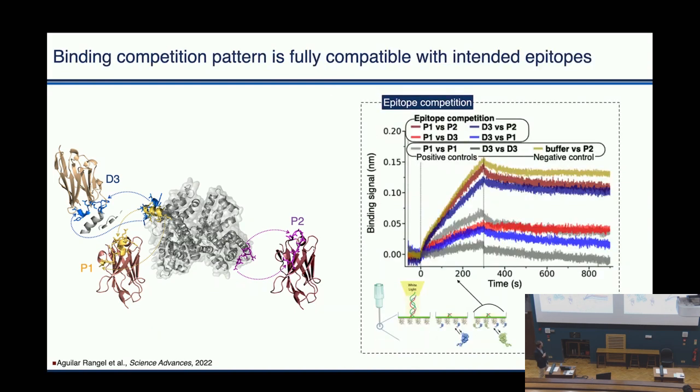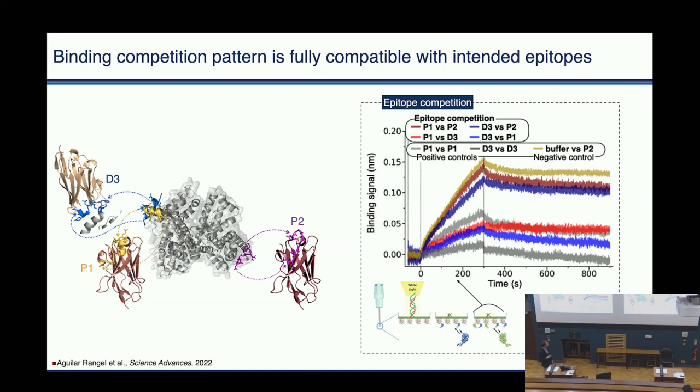And in this case, we can also do a binding competition experiment. This is a bit messy, but it's quite intuitive. So we designed these 2 for essentially the same epitope. So we expect these 2 nanobodies to compete with each other for binding, while this one is designed to bind on the opposite side, so it shouldn't compete. And indeed, this is what we observe here.